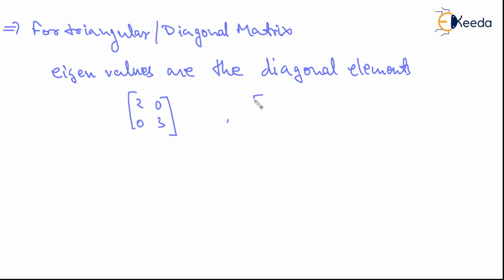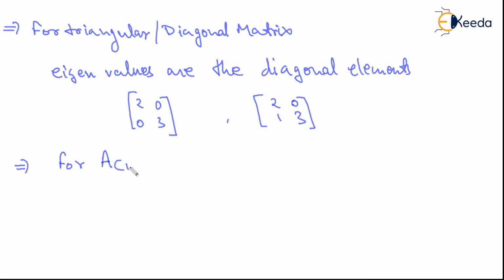Similarly, if you have a triangular matrix 2 0 1 3, in this case also the sum is going to be 2 plus 3, the trace of the matrix, and the product, the determinant, is going to be 2 into 3, because 1 into 0 will give you nothing. So in this case also the eigenvalues are 2 and 3, that is the diagonal elements.